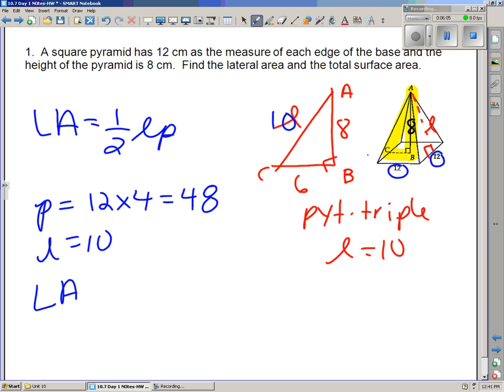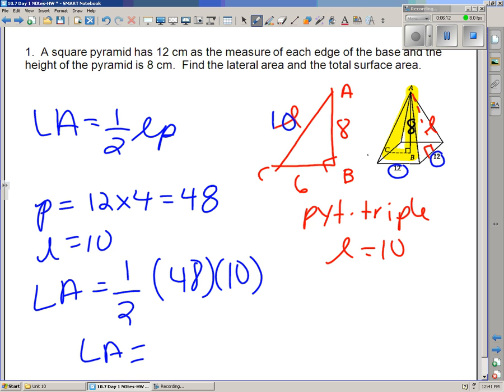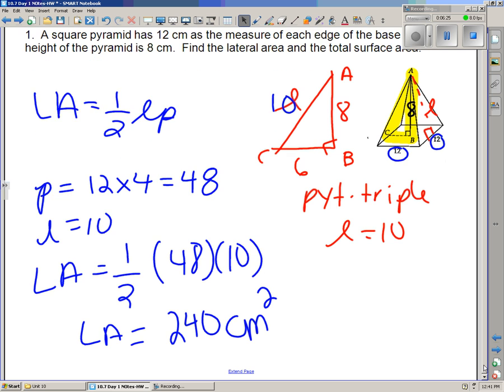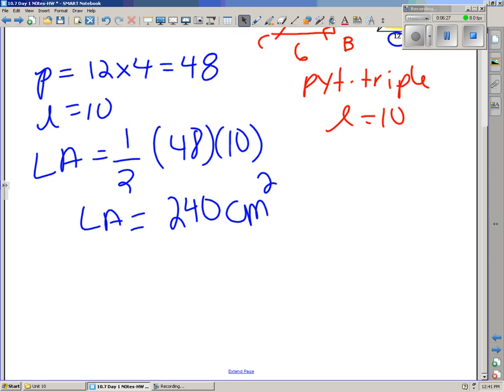So then the lateral area equals 1/2 times 48 times 10, or the lateral area in this case is going to be 240 centimeters squared. We still need to find the surface area. So the surface area is going to be the lateral area plus the area of the base. So surface area equals lateral area plus the area of the base.